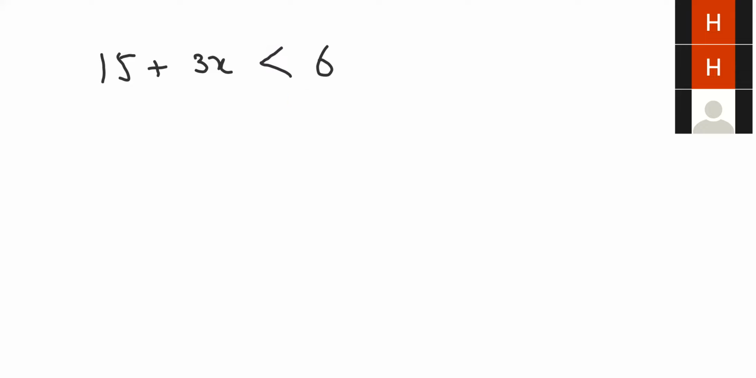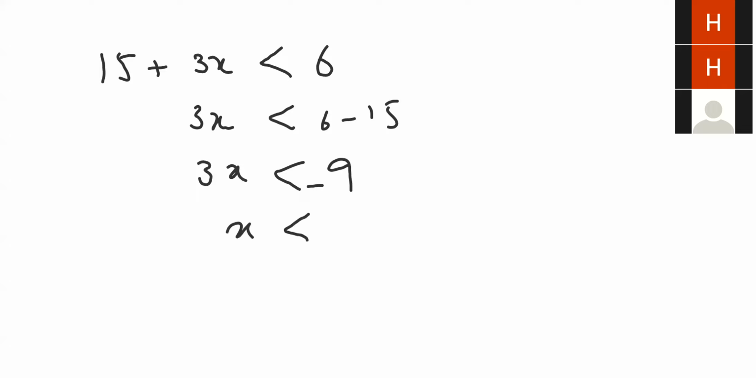What we get is 3x less than 6 minus 15. 6 minus 15 gives us, sorry, minus 9. 3x is less than minus 9. So we have x is less than minus 9 over 3, which gives us x is less than minus 3.